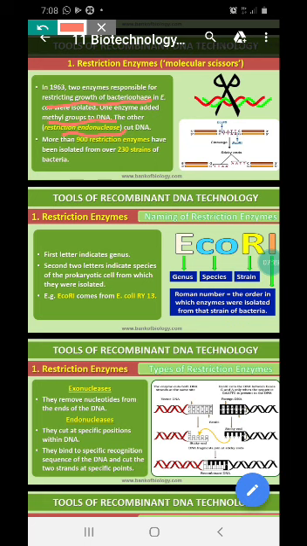Now, coming to the naming of these restriction enzymes. 900 enzymes have been isolated. How to name them? The very first restriction enzyme obtained was HindII. What is that? H-i-n-d, HindII.